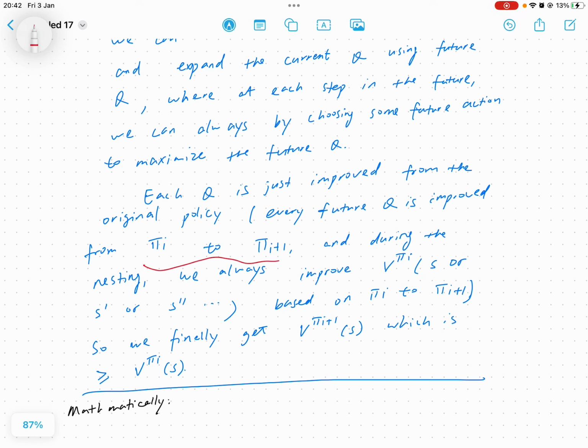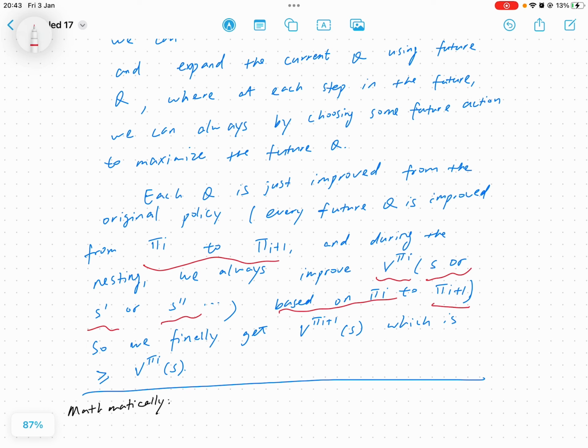Okay, and later you will see the mathematical proof. During the nesting, we always improve from the v pi I. No matter whether the state is s, or s prime, or s double prime in the future, and so on and so forth, they are all based on pi I. We can always improve once from pi I to pi I plus 1, no matter which time step we are at.